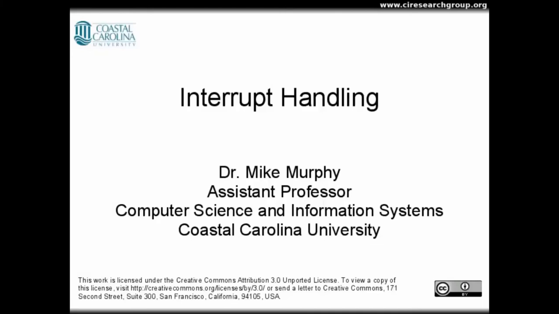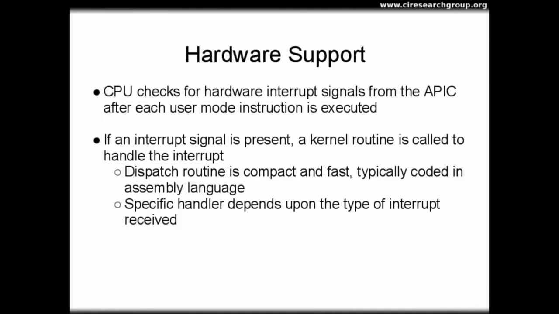Interrupt handling at the hardware level, and then we'll move on to features provided by the CPU, and finally, features of the operating system for handling interrupts. At the hardware level, devices are connected either via traces on the motherboard or via a shared messaging bus to the advanced programmable interrupt controller. The CPU checks for hardware interrupt signals from this controller after each user mode instruction is processed. So after each instruction is executed, running some particular program on the system, the CPU actually checks to see if there are any interrupts that need to be processed.